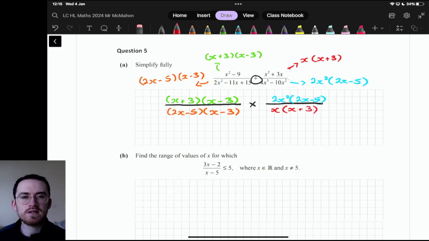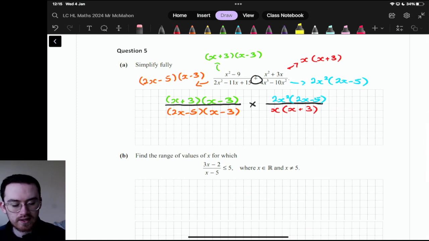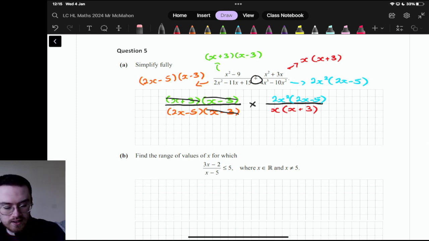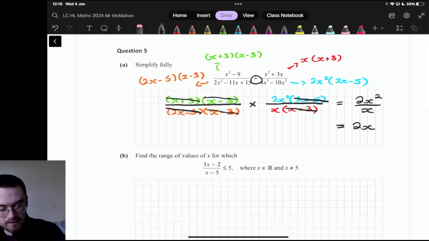Now we're going to take a minute to look at what different terms we can engage with. We have an x minus 3 on the top and an x minus 3 on the bottom, so those will divide in. Over here we're multiplying what's on the left by what's on the right. I have an x plus 3 on the top and an x plus 3 on the bottom, so again they will divide in nicely. Here as well I have a 2x minus 5 and a 2x minus 5. So really all I'm left with is 2x squared over x, which simplifies down to just 2x, and that is my answer.